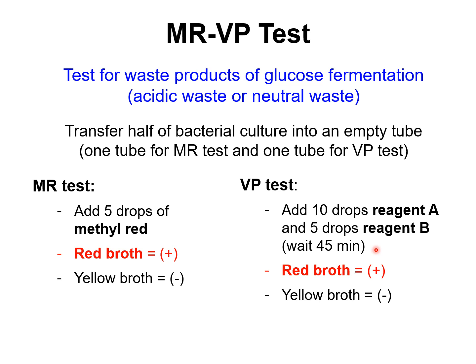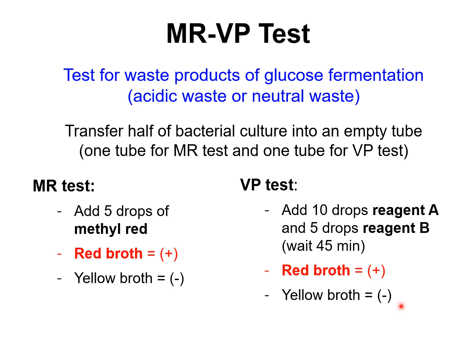Now, if your broth turns red, mostly towards the top, that means positive. But positive for what? Positive that your bacteria is producing a neutral waste when it's fermenting glucose. If it's yellow, that's negative, it's not producing a neutral waste.